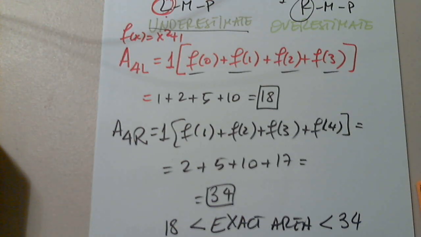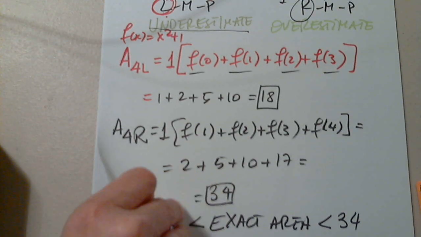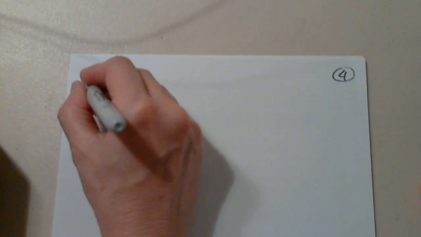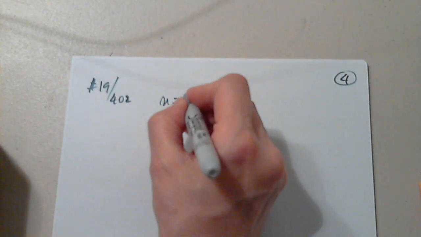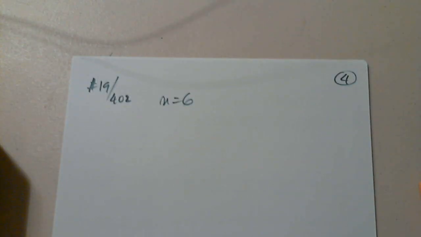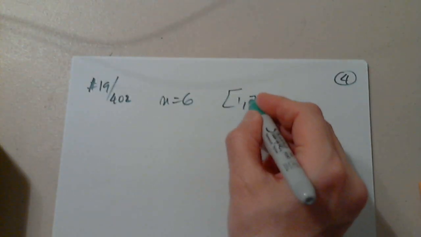They already established from 1 to 6, 1, 2, 3, 4, 5, 6 subintervals. So in this case, n is 6. So let me write this down. So I'm on page 402, number 19. And we have n equals 6, from 1 to 7, so the interval is from 1 to 7.